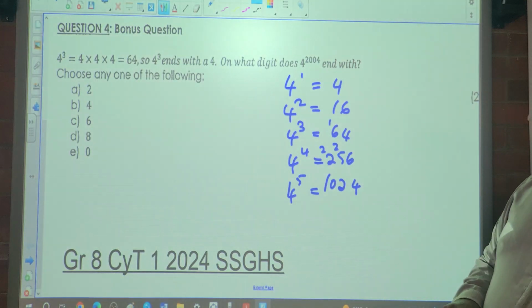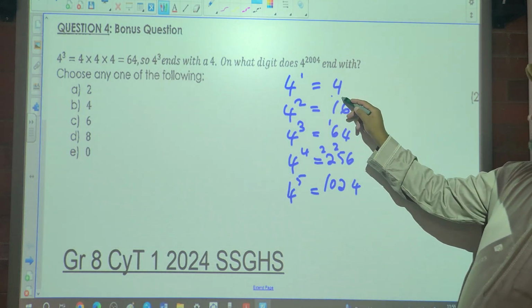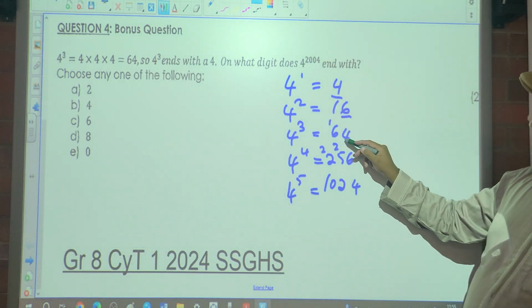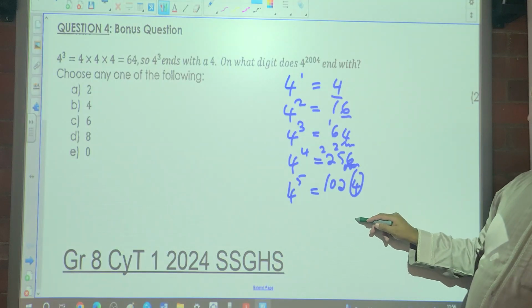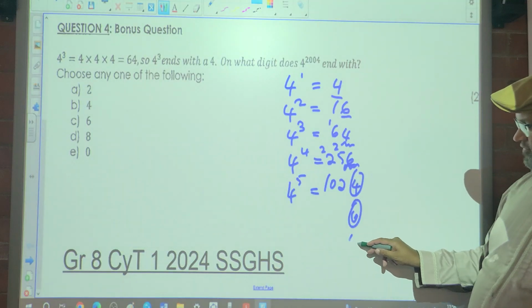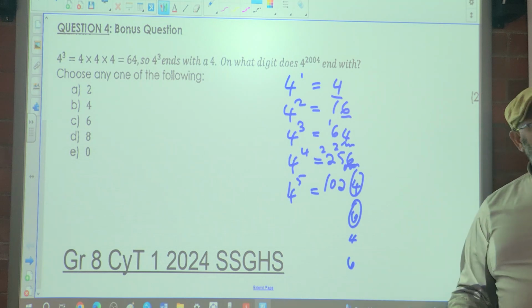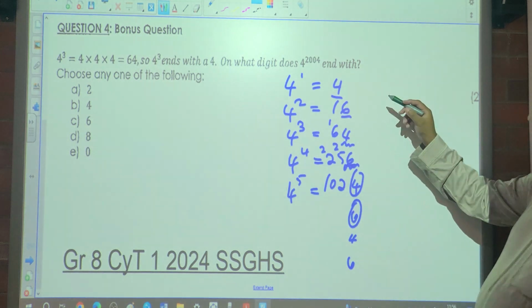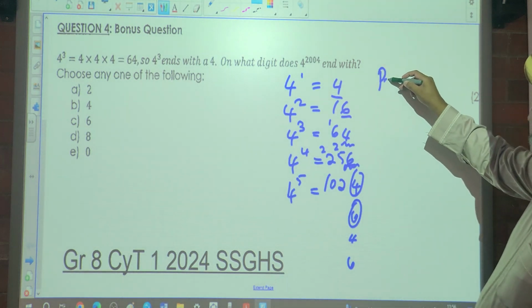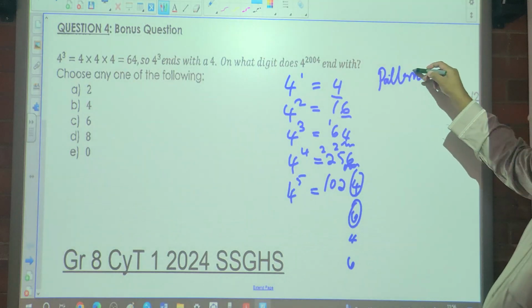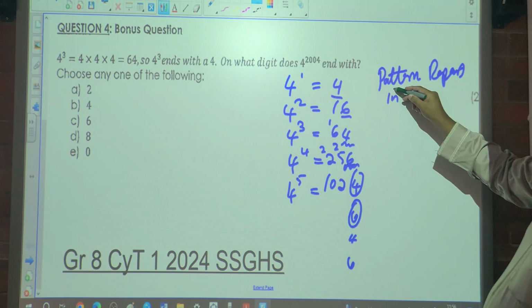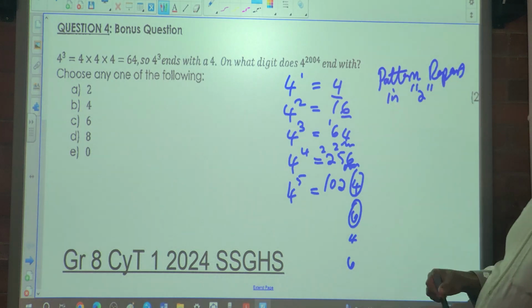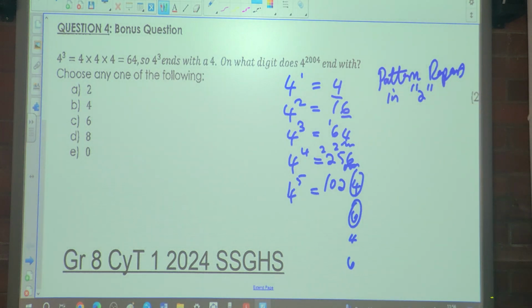But what do we notice? Your units digit is 4, 6. 4, 6. 4, the next one will be 6. Then 4, 6, and so on and so on. So that means to say that the pattern repeats in twos. Every second one the pattern gets repeated.